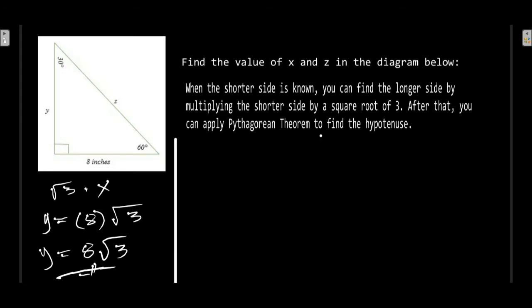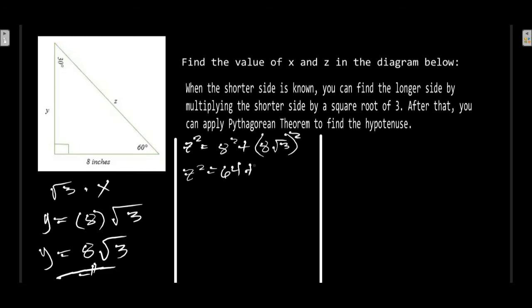Ngayon, sabi na naman, otherwise, pwede daw nating makuha yung value ng longest side natin o yung hypotenuse using ng Pythagorean theorem. So, gamitin natin yung Pythagorean theorem. Yung Z square natin, kasi yun yung longest side, equals yung ating 8 inches square, plus yung Y natin is 8 square root of 3 square. So, Z square, 8 square is 64, plus i-exponent lang natin yan ng 2, so 64 times 3. Kasi, square root of 3 squared ay 3, kaya yan yung mangyayari sa atin.